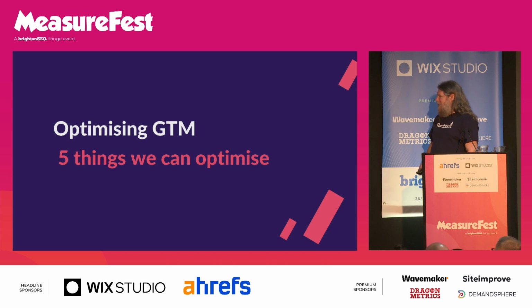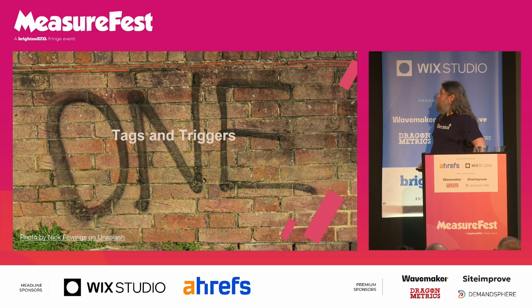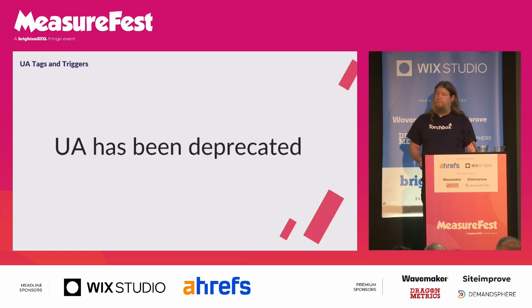So 5 things we can optimize. I kind of shot myself in the foot. I should maybe have said 3, but here we go, we've got 5. So we're going to go through tags and triggers, custom HTML and JavaScript, social pixels, enhanced measurement, and lastly, but not least, measurement planning. So, okay, tags and triggers.